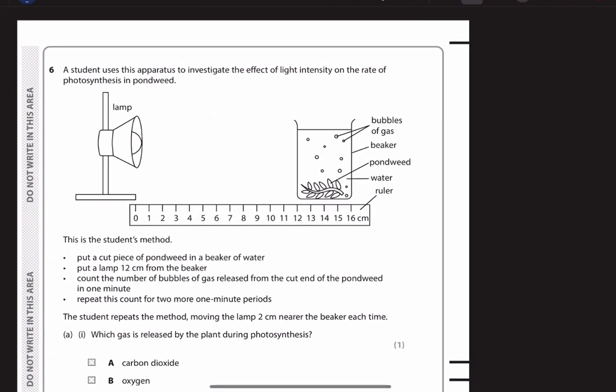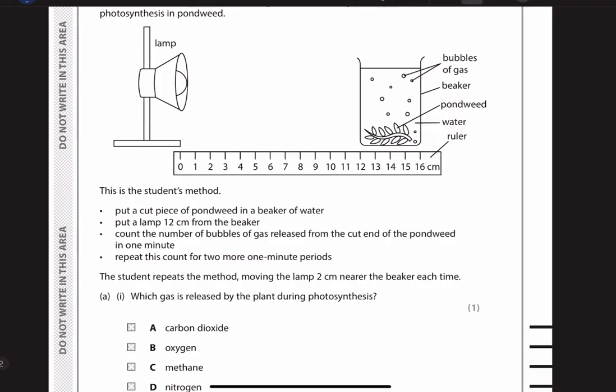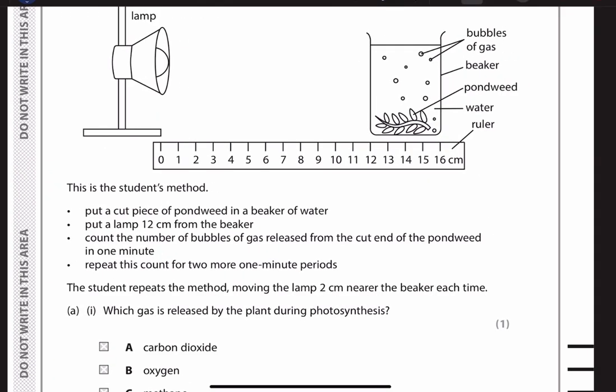A student uses this apparatus to investigate the effect of light intensity on the rate of photosynthesis in pondweed. So that's the student's method. They put a cut piece of pondweed in a beaker of water. They put a lamp 12 centimeters from the beaker. They count the number of bubbles of gas released from the cut end of the pondweed.